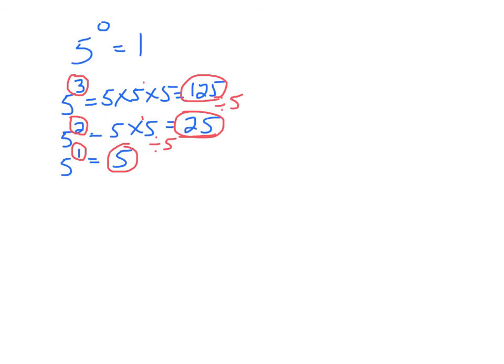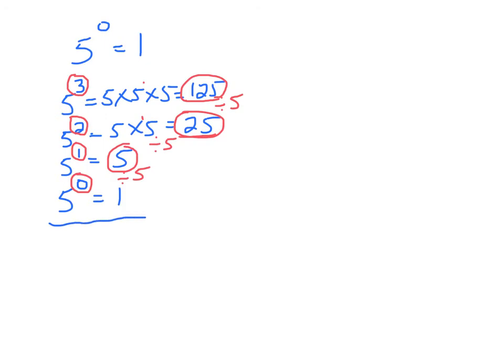So if I continue with my pattern here, now I'm going to go to 5 to the 0 power. I'm going to reduce the exponent by 1 again. The same pattern has to be true. I have to be able to divide the previous answer by 5. 5 divided by 5 will give me an answer of 1. So 5 to the 0 is equal to 1.